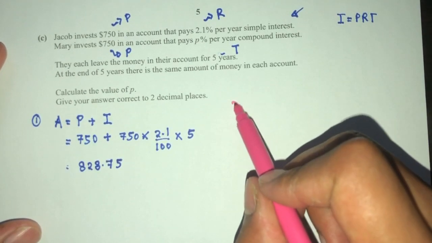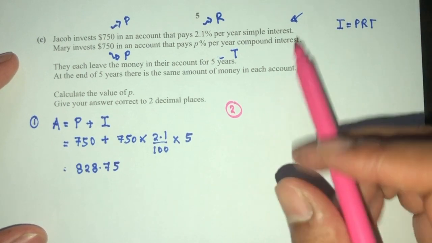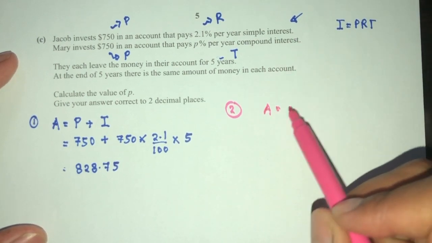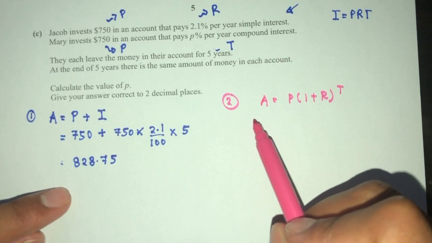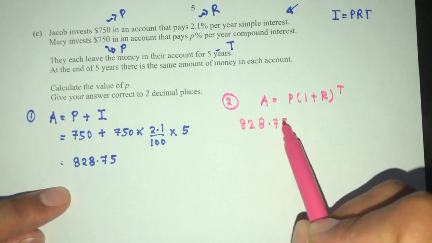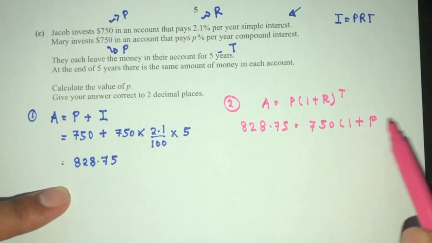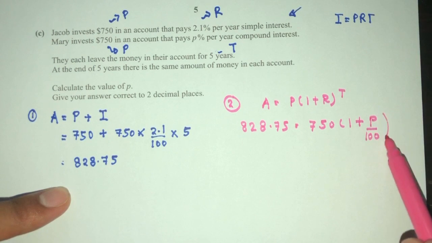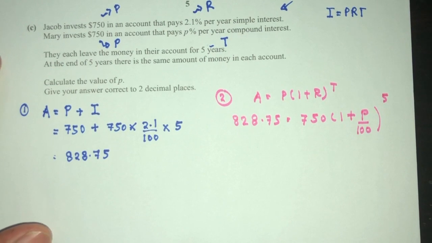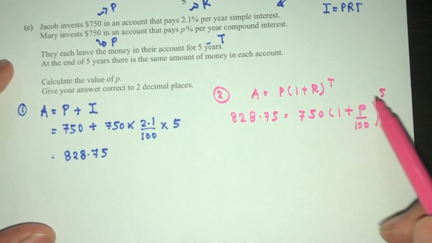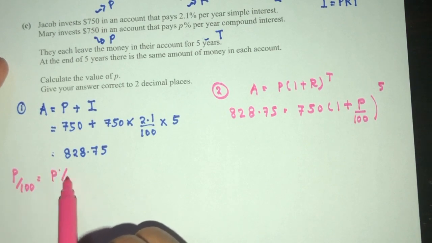Now, number two, we know that Mary also has the same amount at the end. But what is the formula for compound interest? You would say A is equal to P times 1 plus R to the power T. So we know A is the amount, which is the same as Jacob's. P is the principal, same thing. 1 plus rate, we don't know the rate, will be P over 100, the percentage. And time will be 5 years. So we have to use this to solve for the value of P. So P over 100 is P%. Okay, that makes sense, right?